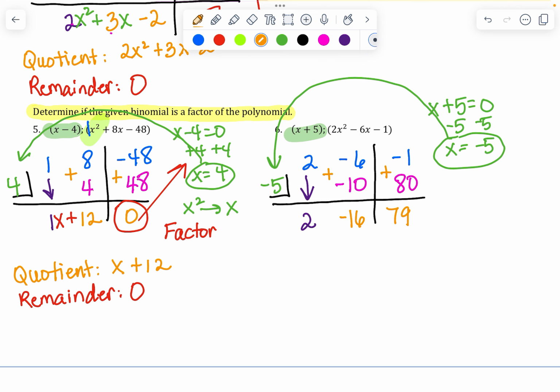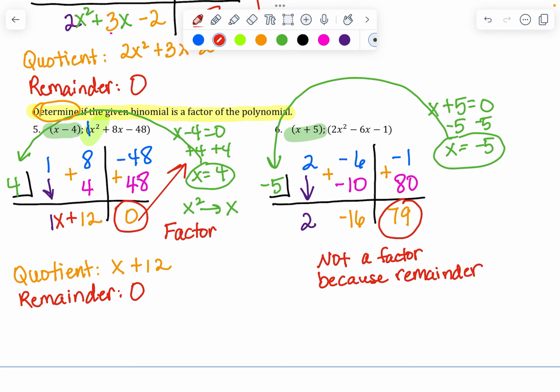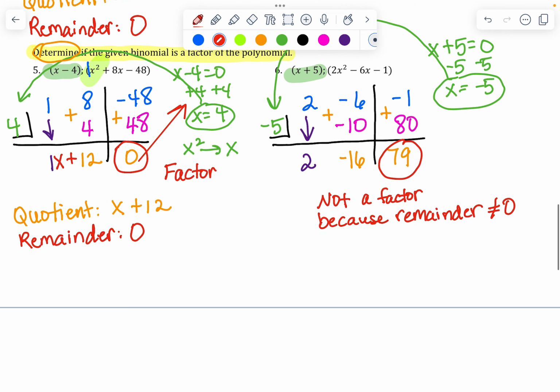Now this section just said determine if it's a factor. Because this is not 0, it's not a factor. So it's not a factor because the remainder is not 0.